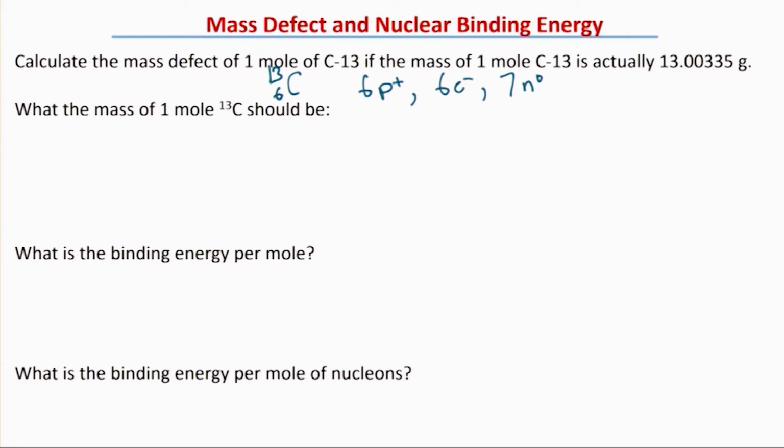All right, now you would be given the mass of a proton, neutron, and electron, and I'm going to tell you that sometimes the mass of the electron, since it's so small compared to the proton and the neutron, sometimes it's left out even. But we'll do it with it here in this example. So starting with 6, and we're trying to do this for the mass of 1 mole of carbon-13. So 1 mole of carbon-13 would have 6 moles of protons.